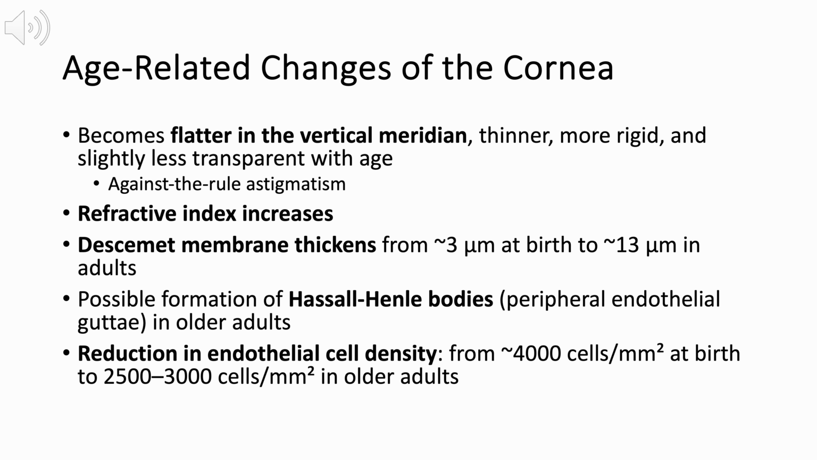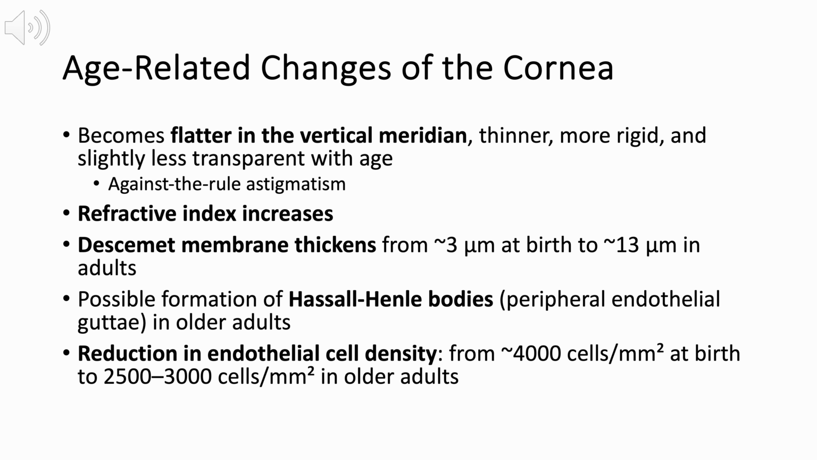Before we discuss degenerative changes related to pathology, let's first discuss the changes that occur in the cornea with aging. As we age, the cornea becomes flatter in the vertical meridian, which leads to against-the-rule astigmatism, and it becomes thinner, more rigid, and slightly less transparent. The refractive index increases over time.